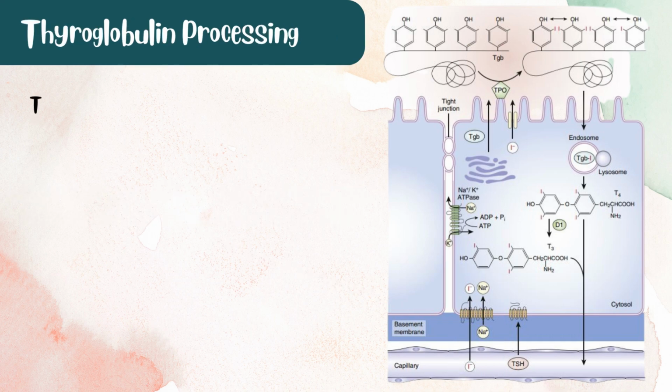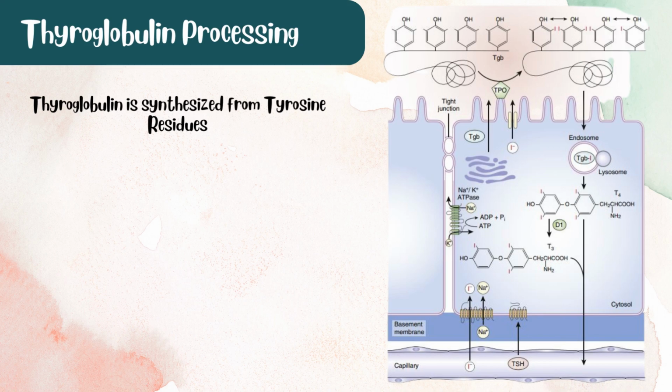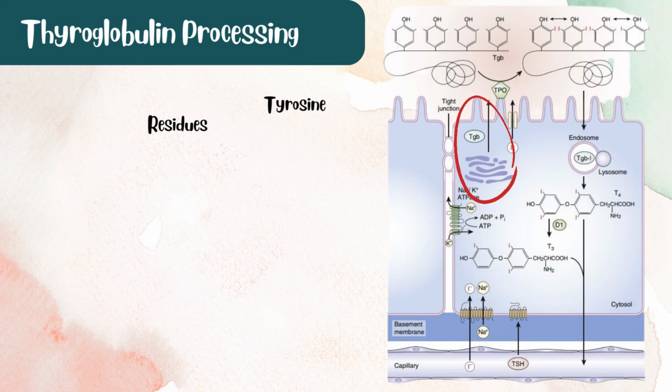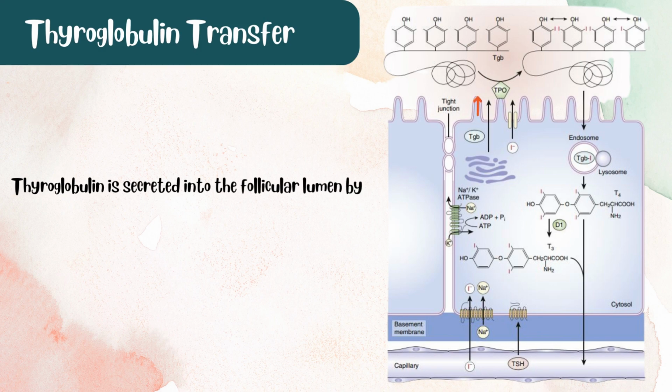Thyroglobulin, Tg, is synthesized from tyrosine residues, a process that occurs in the nucleus and rough endoplasmic reticulum. Thyroglobulin undergoes further post-translational modification in the Golgi apparatus of the follicular cell. It is then secreted into the follicular lumen, which happens to be the site of colloid storage, through a process of exocytosis.